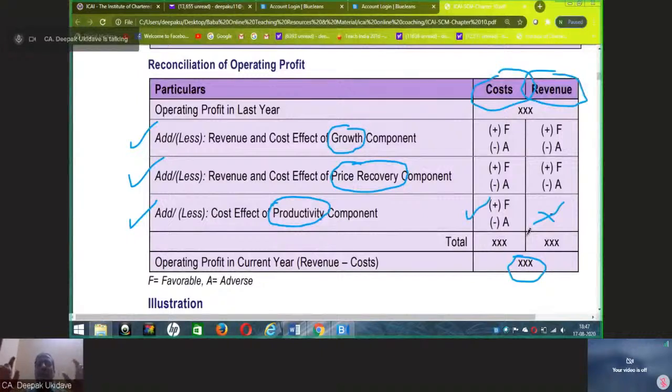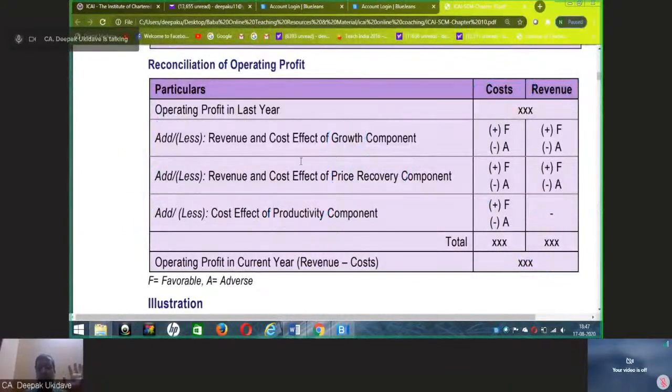Making use of these three techniques, these three words, three components: growth component, price recovery component, and productivity component. Alright, so we will look at the illustration that will make this concept 100% clear in your mind. Once we look at the illustration, you will have 100% clarity in your mind.